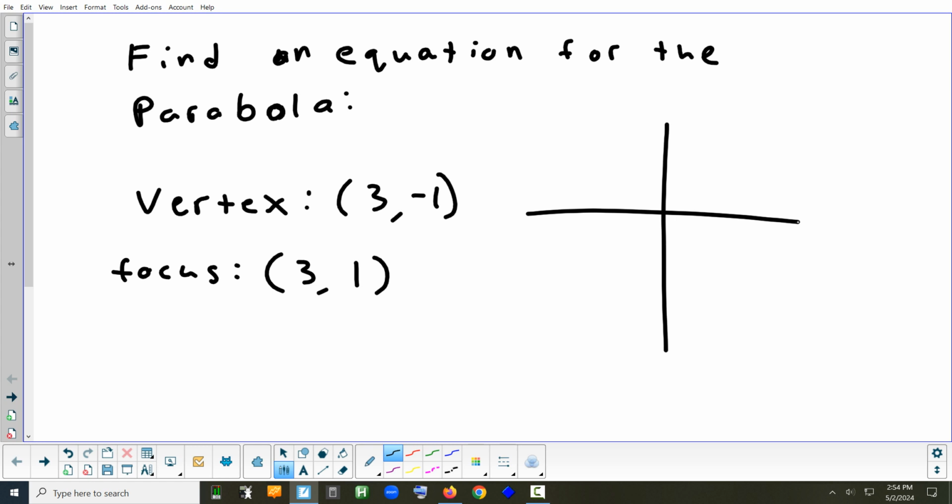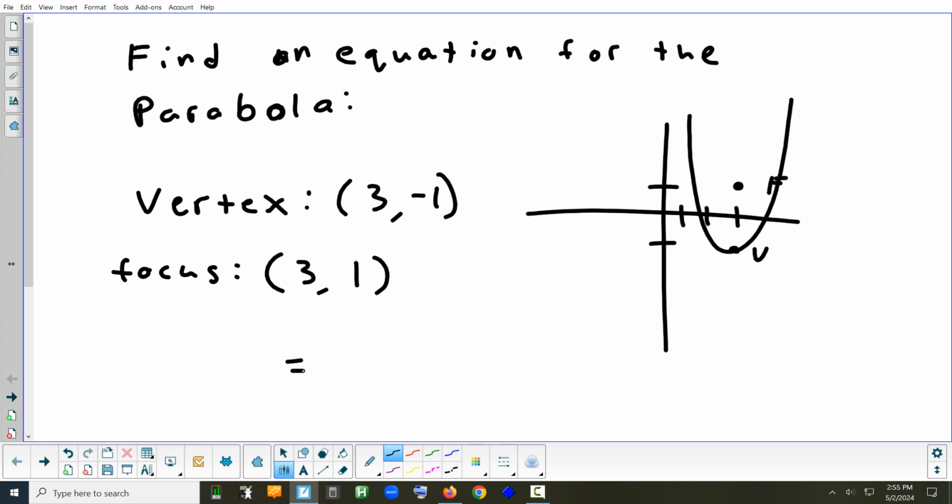Okay, so my vertex is at (3, -1). My focus is at (3, 1). And the parabola has to go from the vertex and wrap around the focus. So which way would the parabola have to open? Up. Yep, so that has to open up. So looking at something like that.